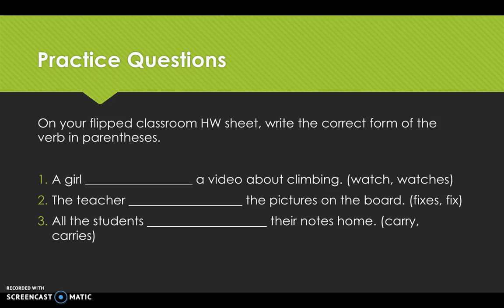All right, on your flipped classroom homework sheet, write the correct form of the verb in parentheses. Remember, if it's spelled that way on the flipped classroom video, then it should be spelled that way on your sheet. You don't have to write the whole sentence. Find the subject, find the noun in the subject, decide if it's plural or singular, and decide if I should add an S, an ES, or an IES.